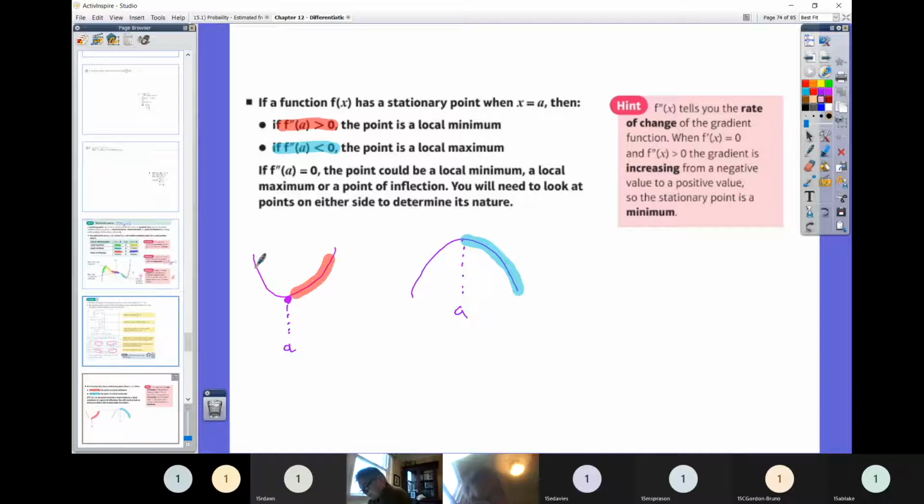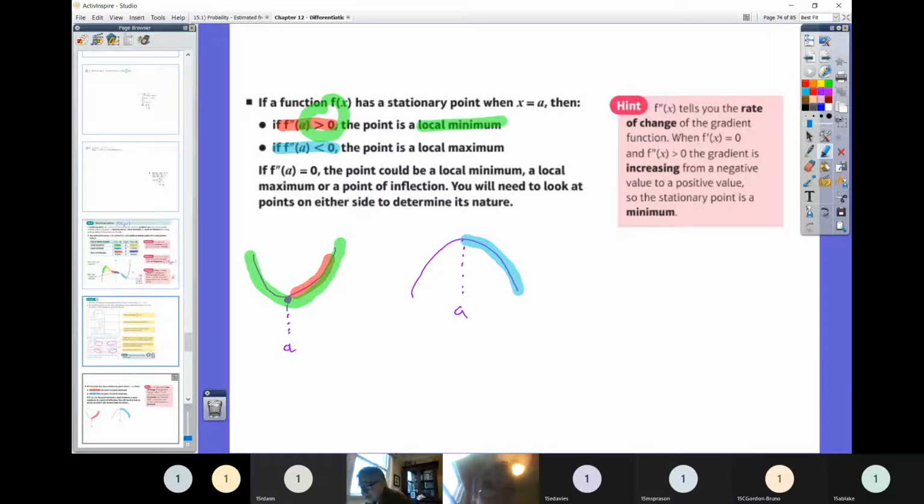We're going downhill, so we've got a very steep negative gradient, then less of a steep negative gradient, still negative, but it's becoming less negative, and less, and less, and then it's nothing, and then it gets positive and positive and positive. So the rate of change there is increasing all the time. That's why it's a local minimum. So where the double differential is greater than 0, it's a local minimum.